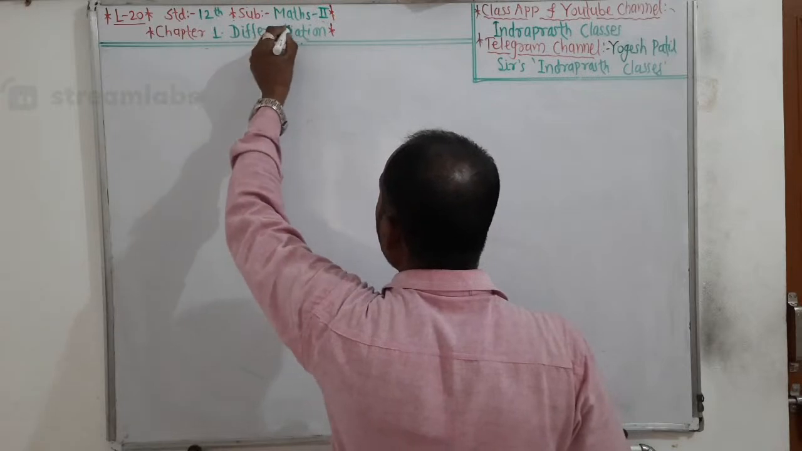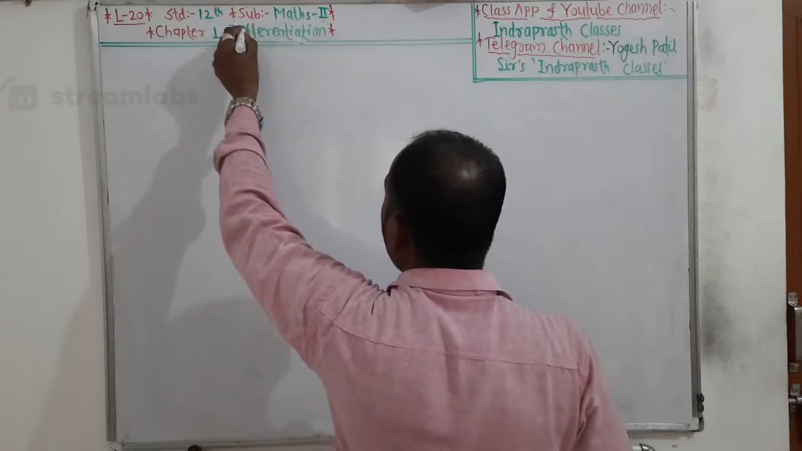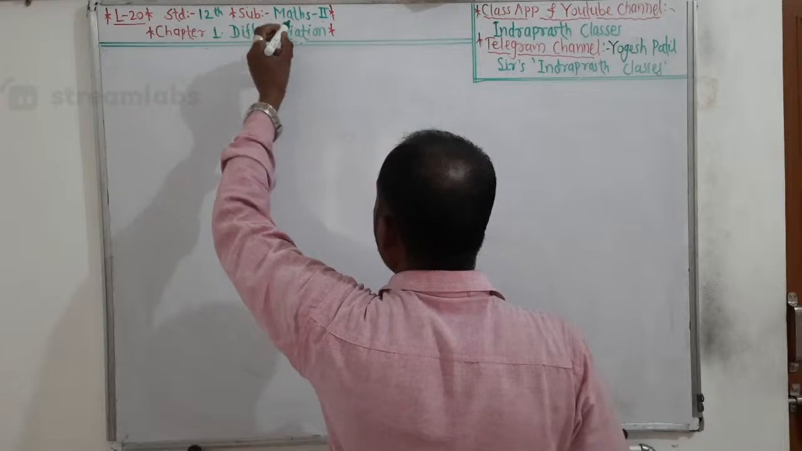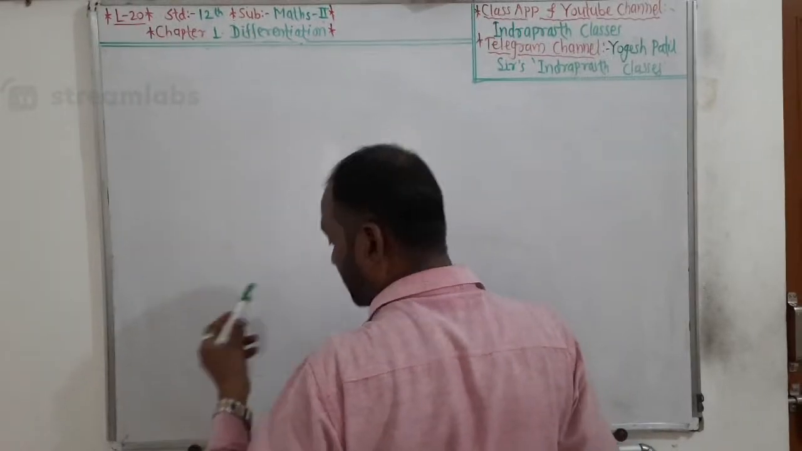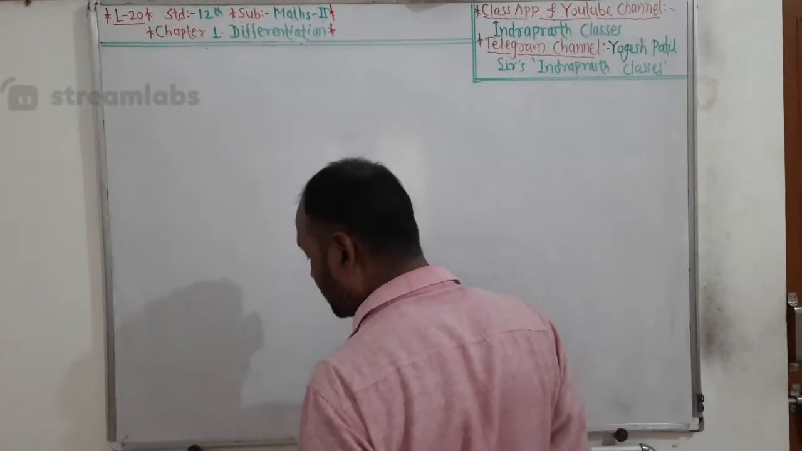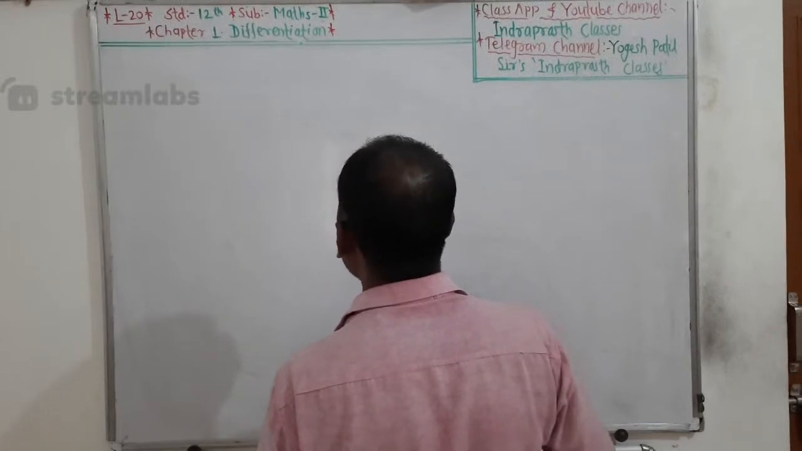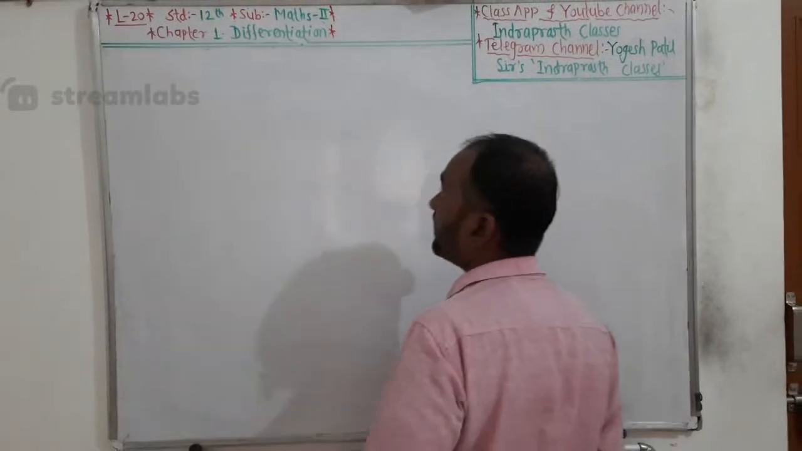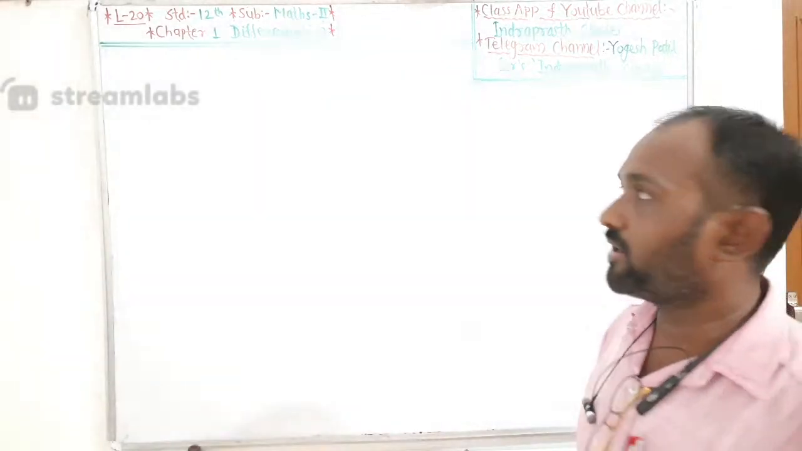Maths 2, the paper number second. In mathematics paper number second, we have to start lecture number 20 of the standard 12. That is a very important chapter. We have to start differentiation, in short derivative.